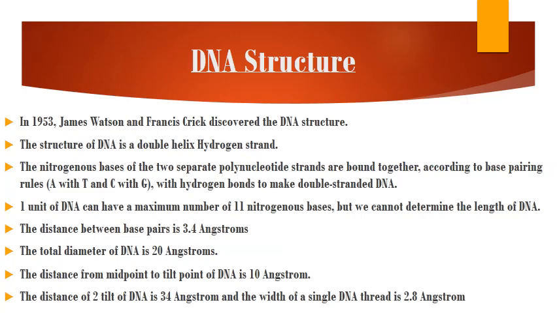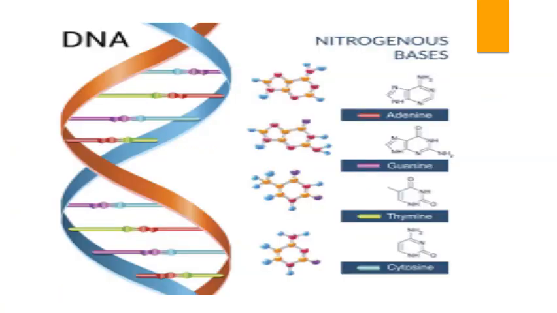One unit of DNA can have a maximum number of 11 nitrogenous bases, but we cannot determine the length of DNA. The distance between base pairs is 3.4 angstrom. The total diameter of DNA is 20 angstroms. The distance from midpoint to tilt point of DNA is 10 angstroms. The distance of true tilt of DNA is 34 angstrom and the width of a single DNA thread is 2.8 angstrom. This is the structure of DNA, double helical. On the right side, you can see nitrogenous bases: adenine, guanine, thymine and cytosine.